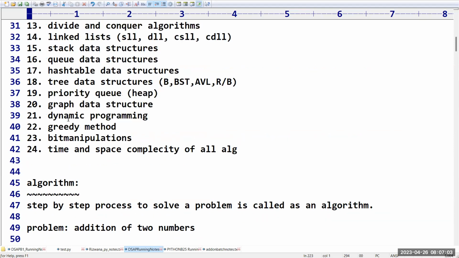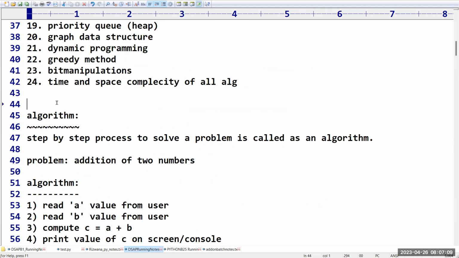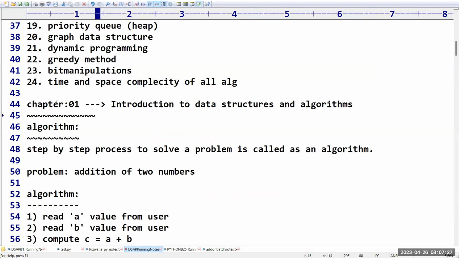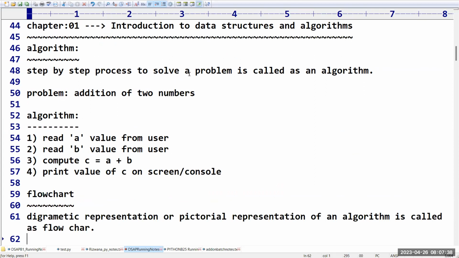Okay, so the first chapter we have here is introduction to DSA. Sir, if we are talking about the first topic, algorithm, what is meant by an algorithm? Already I provided the definition, right? A step-by-step process to solve a problem is called an algorithm.